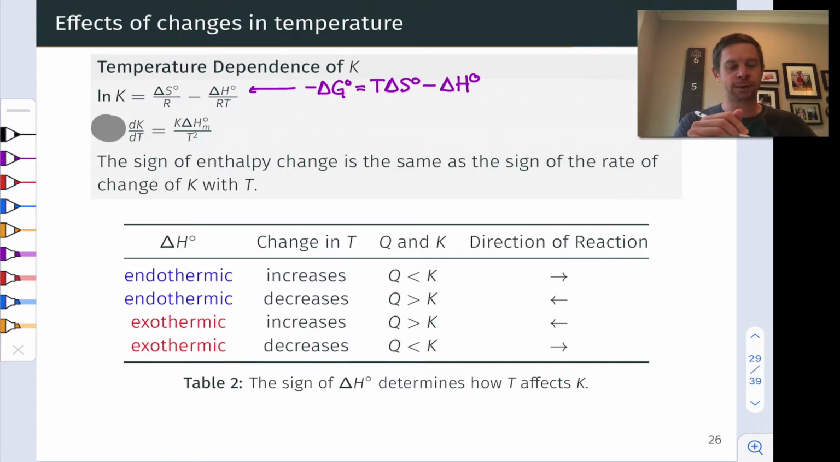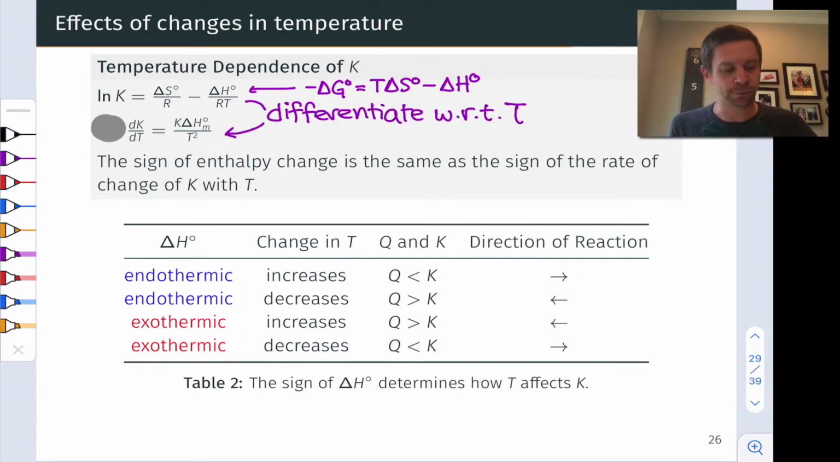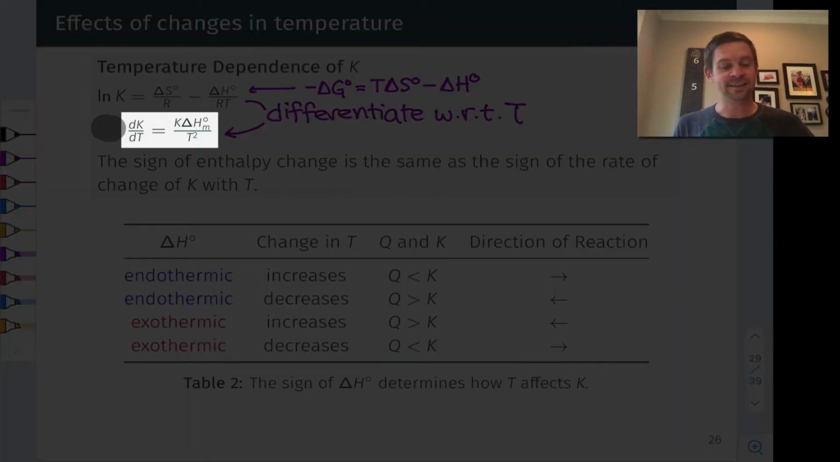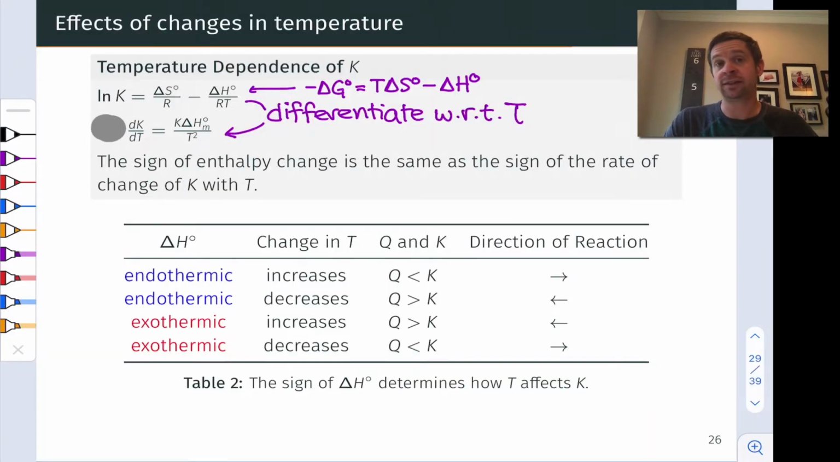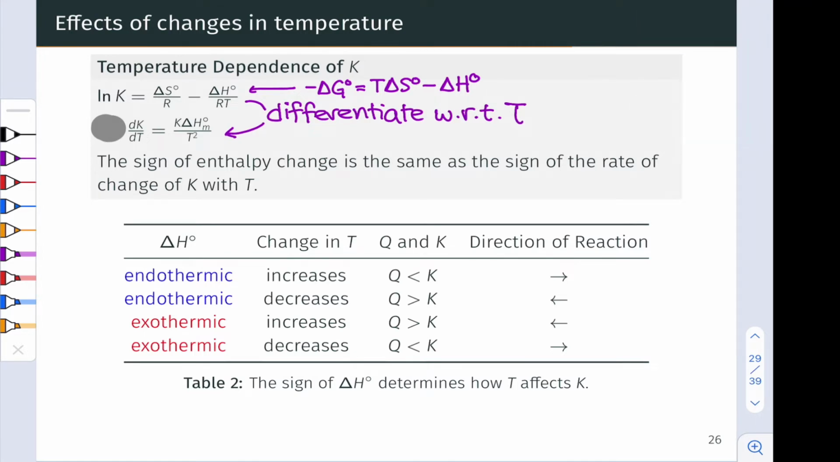I'll spare you the math of differentiating both sides with respect to temperature. You end up with dK/dT equal to the equilibrium constant itself, K, times the enthalpy change divided by the temperature squared. With the temperature in Kelvin and the equilibrium constant being positive, this tells us that the sign of the enthalpy change is the same as the sign of dK/dT. In other words, the rate of change of the equilibrium constant with temperature has the same sign as the enthalpy change. This leads to some intuitive ideas that we're going to develop as we go through this table.